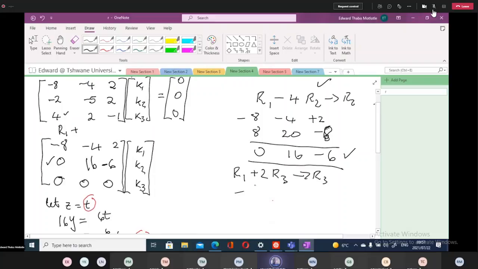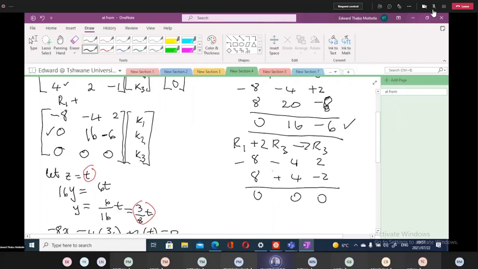So we have -8, -4, 2. So you multiply this one by 2. So this is 8. This is 4. This is -2. So let's see what you end up with. This will give me 0. This one will give me 0. This one will give me 0. So that's how I determine the row of zeros. So it's 0, 0, 0, and K3. So this one was easy to get, okay?